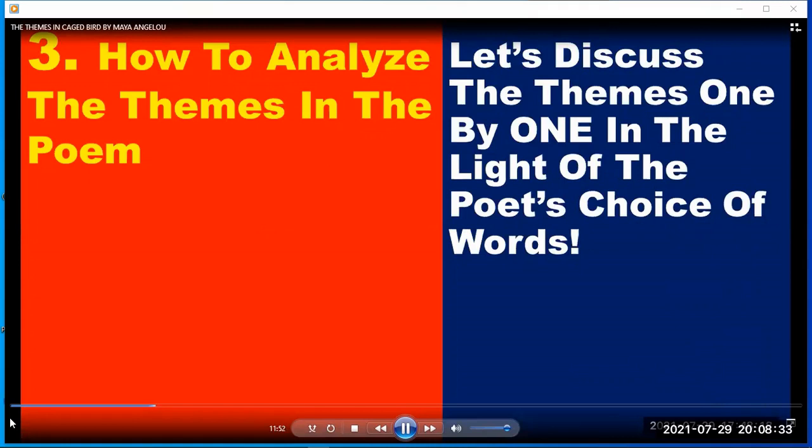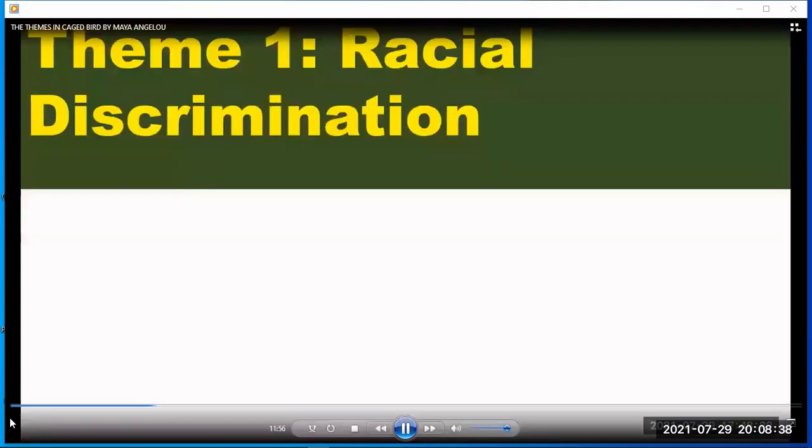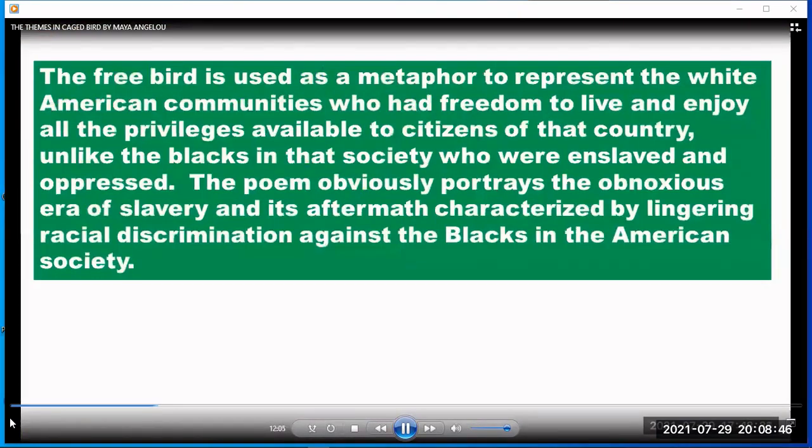So at this juncture, we are going to discuss the themes one by one in the light of the poet's choice of words. Let's start with theme number 1, racial discrimination. You need to understand what racial discrimination is about. The free bird is used as a metaphor to represent the white American communities who had freedom to live and enjoy all the privileges available to citizens of that country.